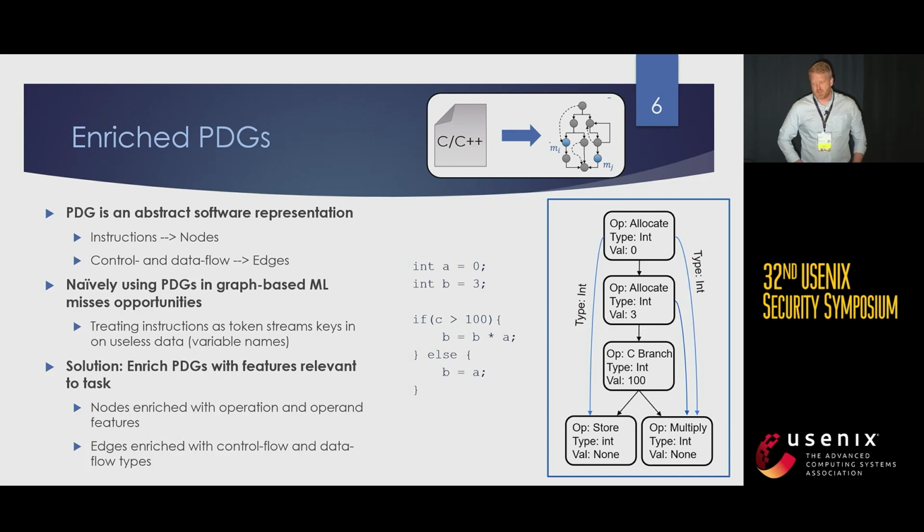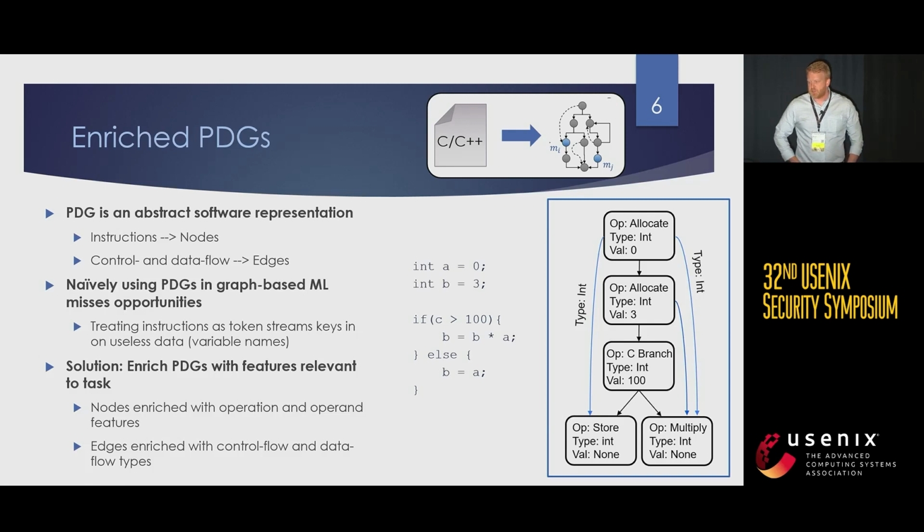A PDG is a directed graph where instructions in software are represented by nodes. Data flow and control flow dependencies between those instructions are represented as edges. Now, naively using PDGs, essentially the shell of a program's control flow graph and data flow graph, has been done before. Ultimately, the results were limited because it, once again, failed to expose important features necessary for learning on specific tasks. So our solution is to enrich the PDG with embedded features on both nodes and edges to help the machine learning models learn specifically what types of patterns represent vulnerable code and what does not.